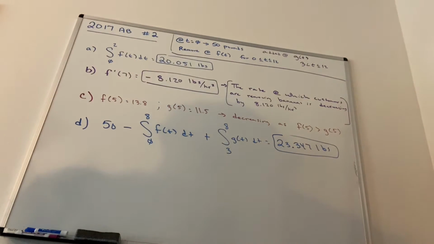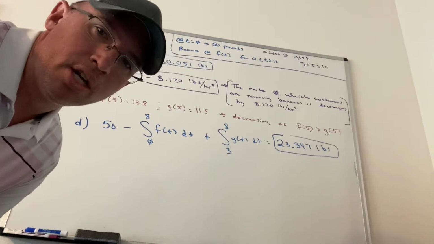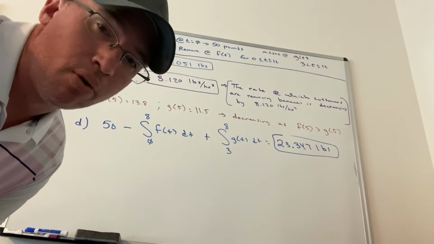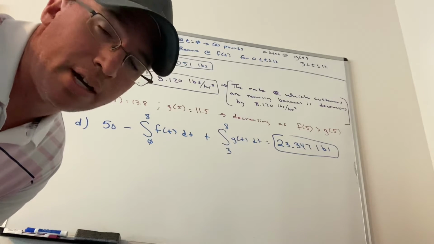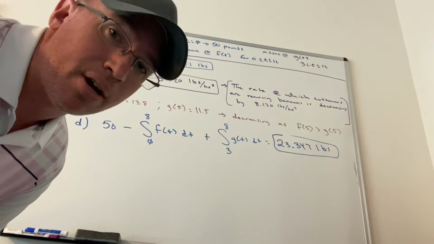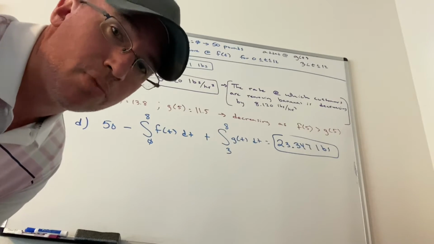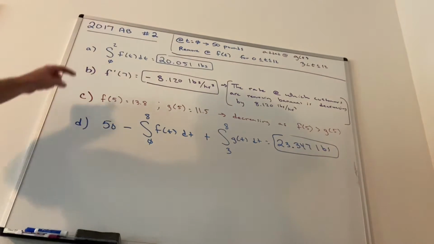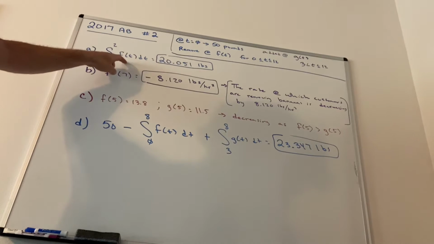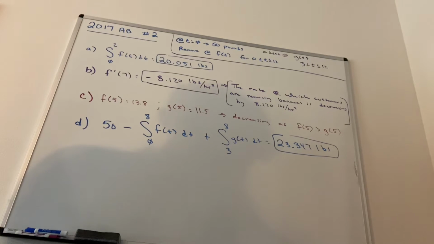Okay, part A. How many pounds of bananas are removed from the display during the first 2 hours the store is open? So we're only interested in what's being removed. We don't care what it started with, and we don't care what got added, if anything got added. We just care about how much got removed. So that's simply integrating the rate that it gets removed at. So the integration from 0 to 2 of f of t is equal to 20.051 pounds.